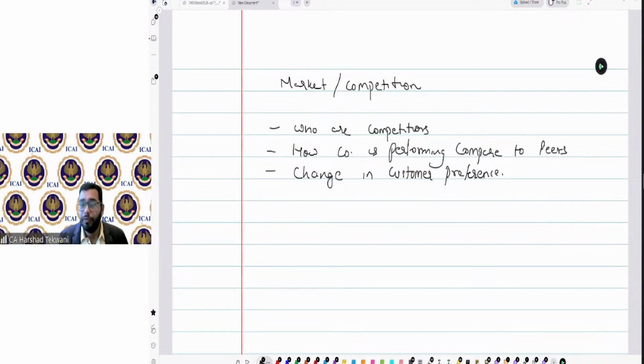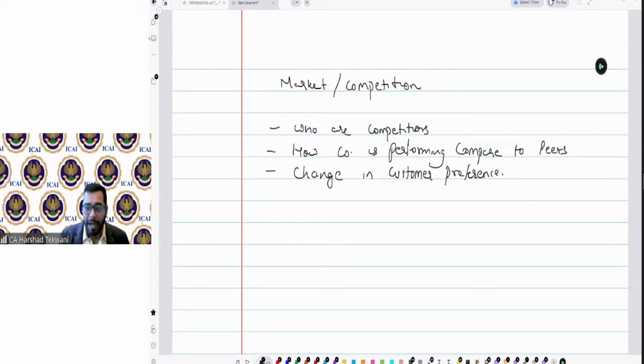For example, BlackBerry. In a particular period of time, BlackBerry mobiles were on top. Why? Because it was required by the customers. But gradually, the preference changed to iPhone and Android, to touchscreen from those keypad mobiles. So BlackBerry went out of the market. That was a change in the customer preference.